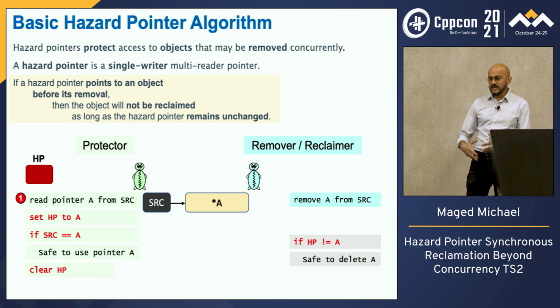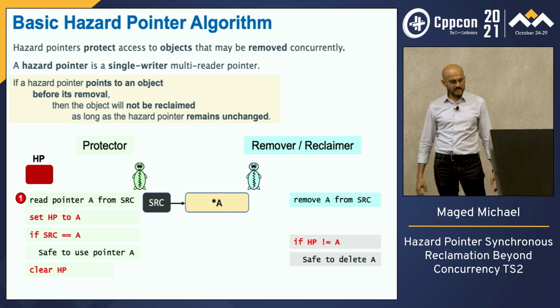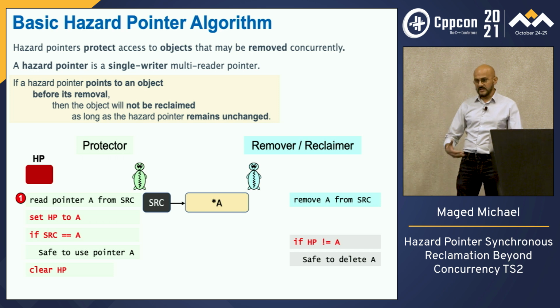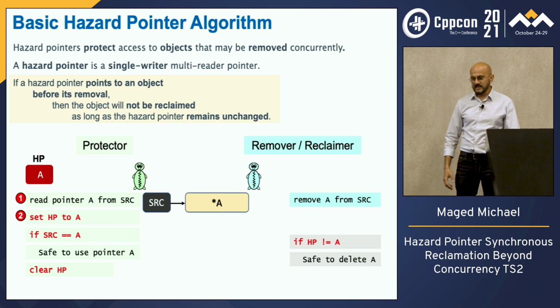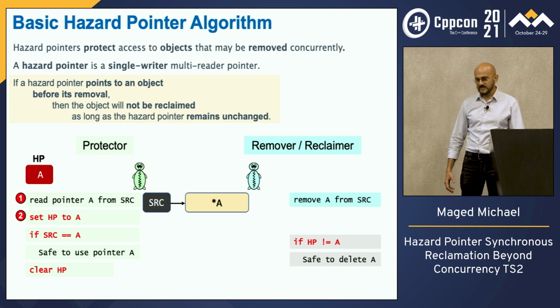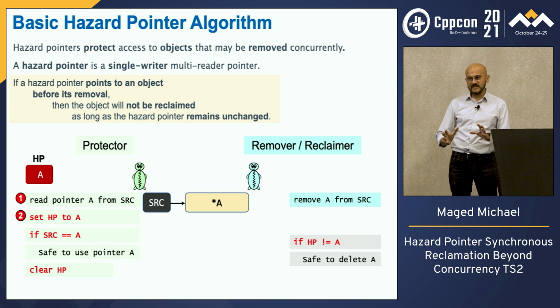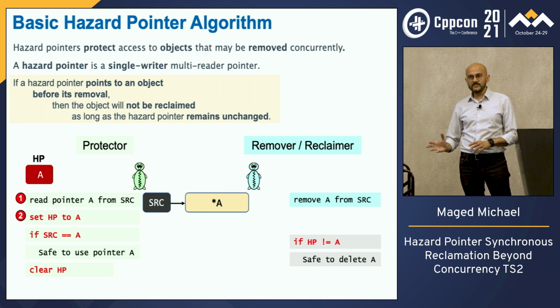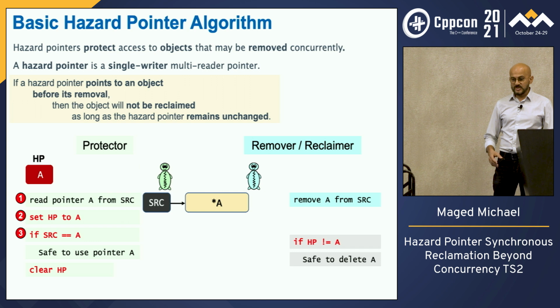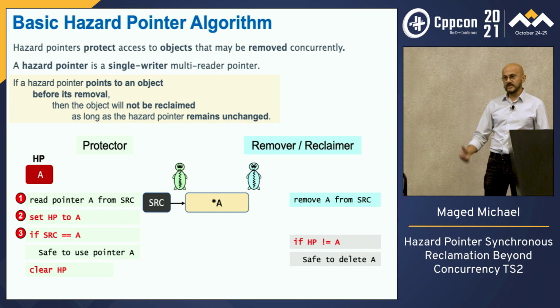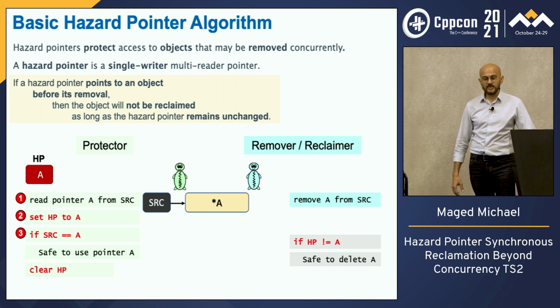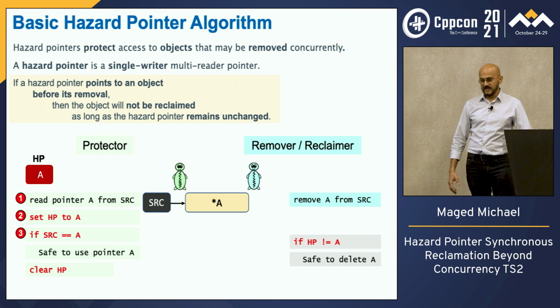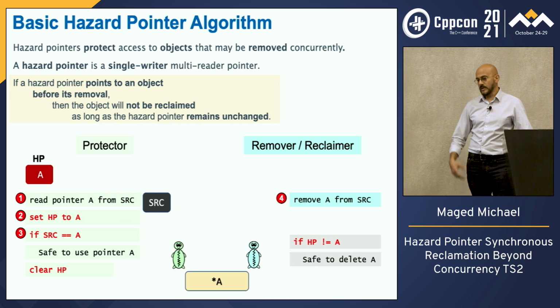The thread will read a pointer from an atomic source, and say, okay, let me try to protect it. It sets the hazard pointer to it. Now it's saying, maybe it's protected, but only if it hasn't been removed yet. It checks that it hasn't been removed. So now the thread knows that it's protected and it can access it safely. The other thread removes it, but it doesn't matter. It removed it, but it hasn't reclaimed it.